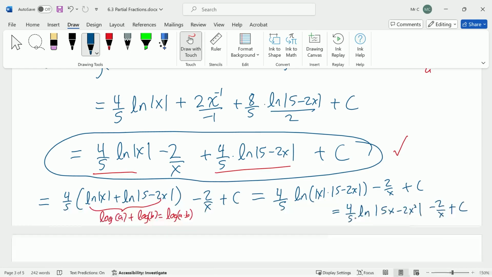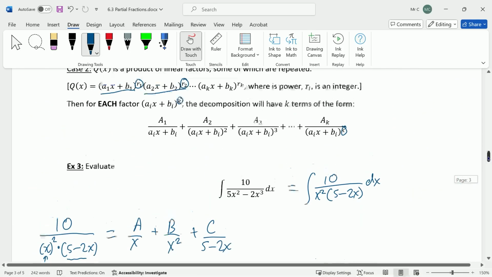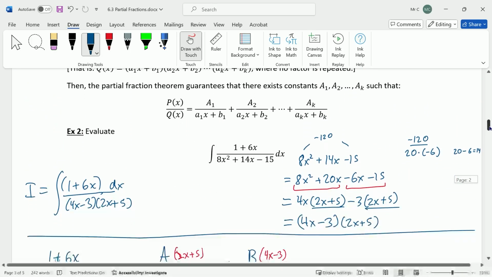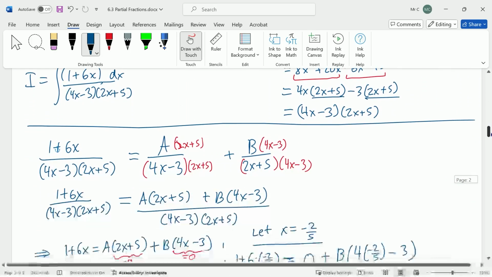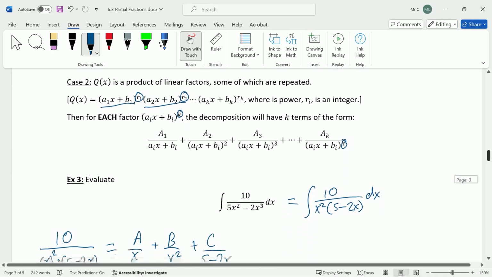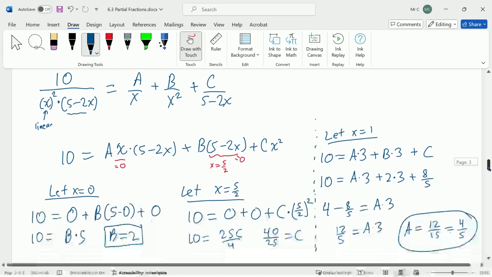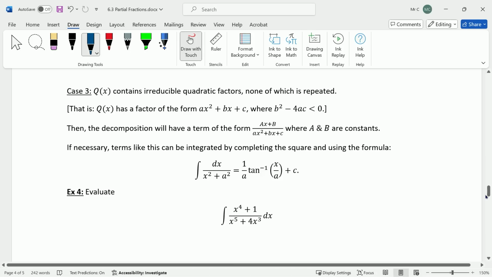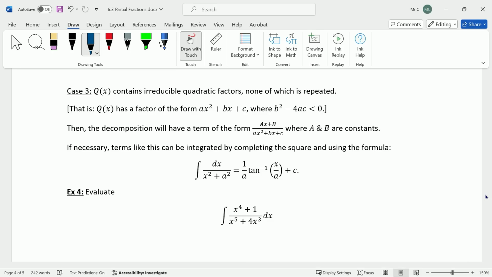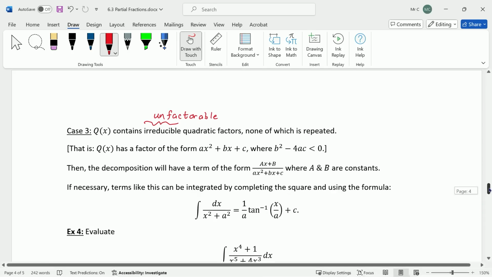Okay, well that's it for that one. So we've done two cases so far. We dealt with a case where we had linear factors that weren't repeated, so we had two distinct linear factors. And then we had one of our linear factors repeating twice, the y equals x line repeating twice. So now we have to talk about irreducible quadratics. So here we're talking about our denominator containing irreducible quadratics, which essentially means unfactorable. So we call those irreducible.